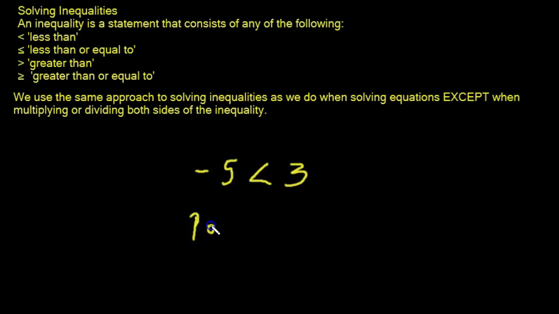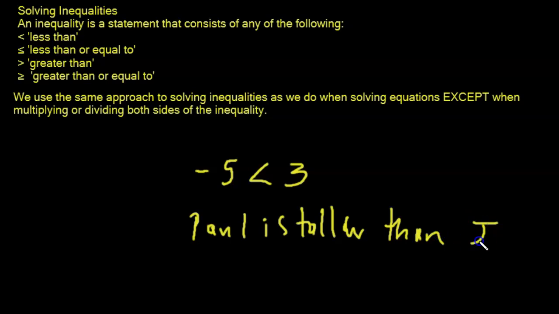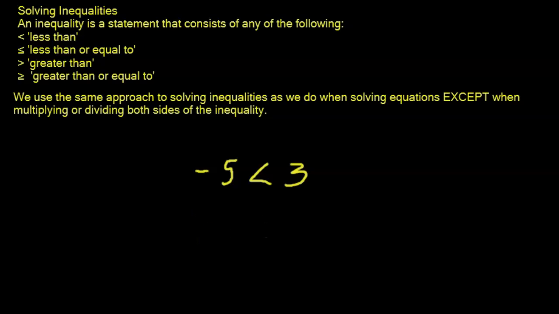Same as I could say, Paul is taller than John. Or reading from right, you could say John is shorter than Paul. You see, in effect, you're saying the exact same statement, an equivalent statement, that is. So negative 5 less than 3, or we say 3 is greater than negative 5. But let's read from left to right. So negative 5 is less than positive 3.